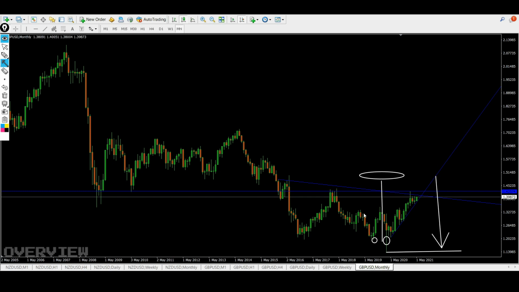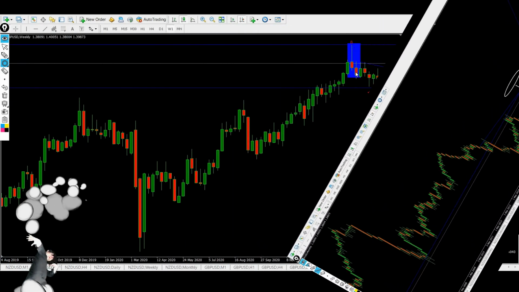However, since this double bottom still has a little bit of strength left, in the medium term, I'm long biased right back up to this pivot high right here. And finally, since I'm waiting for the weekly time frame to show some direction, in the short term, I am neutral biased. Okay, let's talk entries.